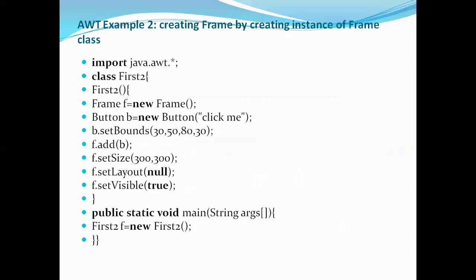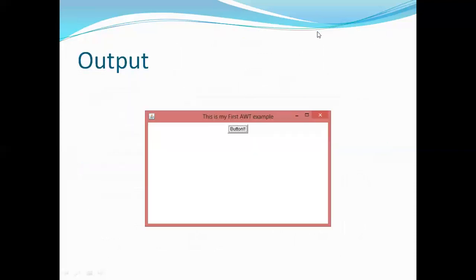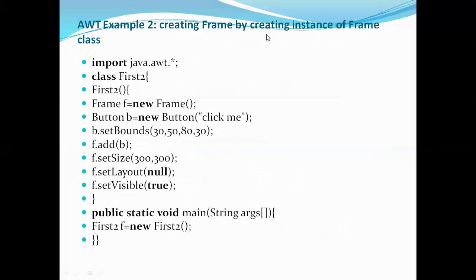Now we'll see the next method of creating the frame. The previous method was extending the frame class. The second one is using an object of the frame class, that is, creating a frame by creating an instance of the frame class. Now let's see how to use this second method to create the frame. Just observe again, I'm importing the same package. Next, I'm taking a class. My class name is first2.